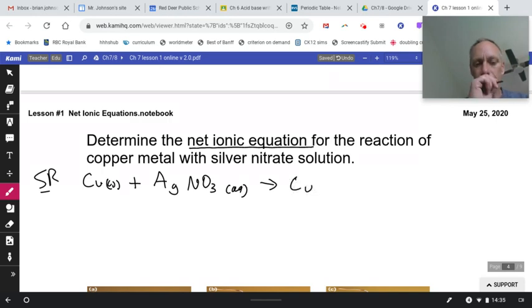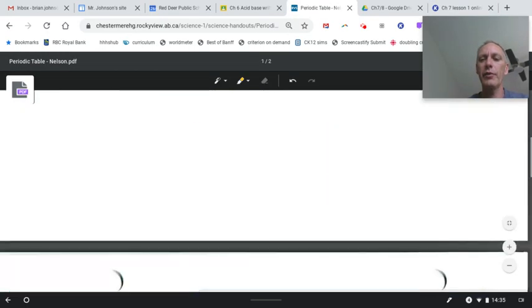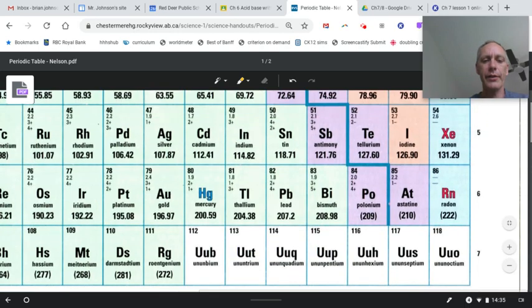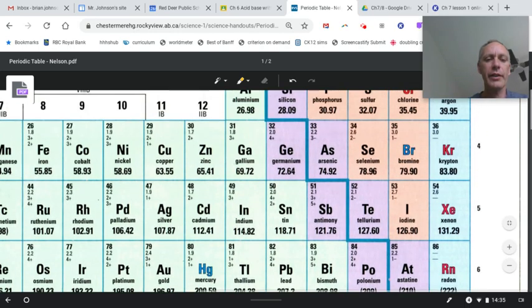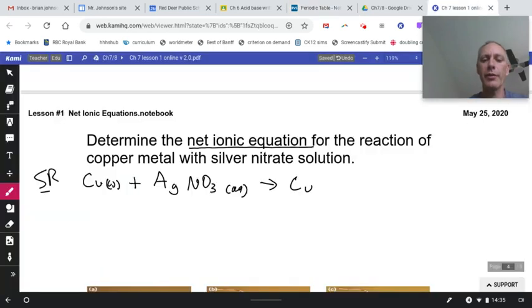Now when we go to write copper nitrate, copper is multivalent. There's a 1 plus and a 2 plus. So we have to figure out which one it is. Okay, copper 2 plus is the top one, so that's more common. So we're going to be using the copper 2. Nitrate is a 1 minus, so we'll need 2 of them.